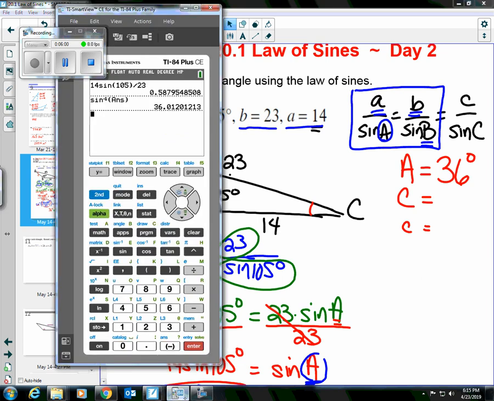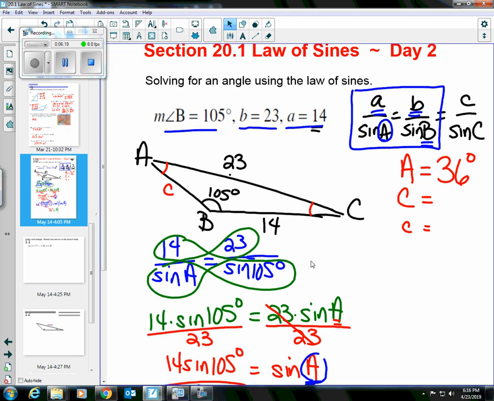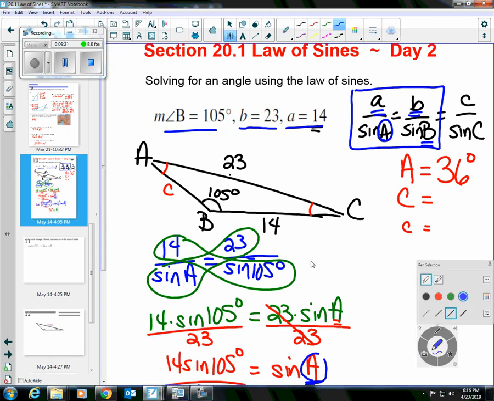Now, another way that you could do that, if you want to type it all at once, and this is kind of what I do, I start off with the inverse sine right away, and then I do 14 times the sine of 105. Don't forget to finish off that parenthesis, divided by 23. And we can get that all at once. So if you want to do it all in one step, that's great. But we use inverse, right, to undo what's been done to that side of the equation. So this is 36 degrees.